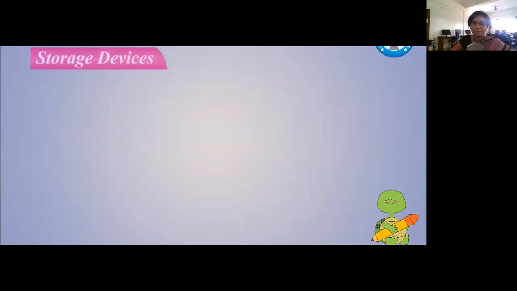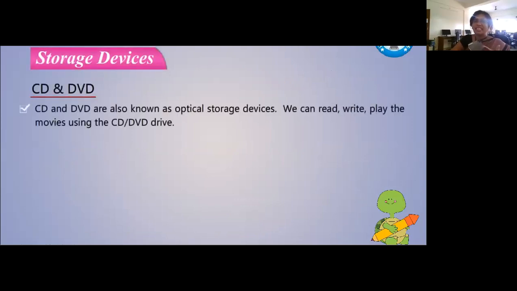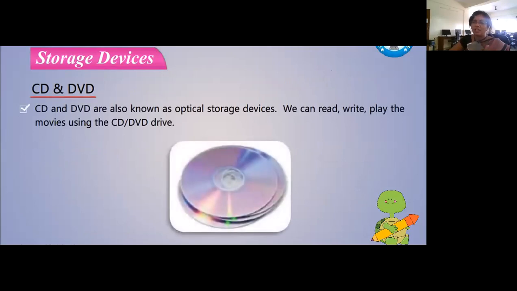Okay, let's see some more storage devices. Yes, CDs and DVDs. Children, you have seen a lot of CDs and DVDs, right? So CDs and DVDs are also known as optical storage devices. You can see it is made of glassy stuff, right? That's why it is called optical storage devices. We can read, write, play the movies using the CD or DVD drive.